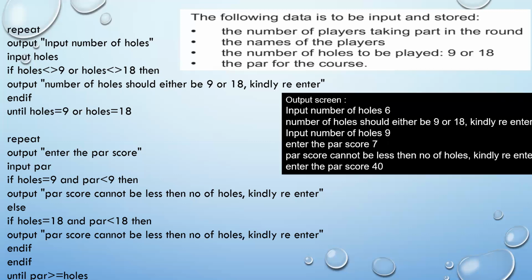So once the information is valid, it takes me to the second part of the program where I'm asked to enter the par score. Say I enter an invalid information, 7. Why is 7 invalid? Because I'm playing a 9-hole game. So the par score has to be at least 9, but I'm entering a 7, which is invalid. So again, I get a message, par score cannot be less than number of holes, kindly re-enter. This time I enter 40, which is a valid score. And these are the next two bulleted points of my task 1.